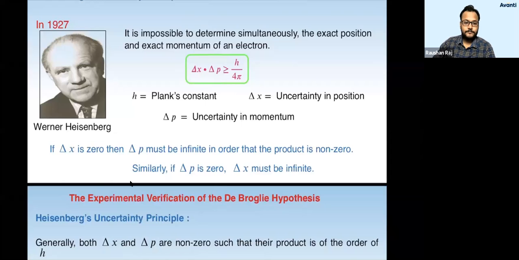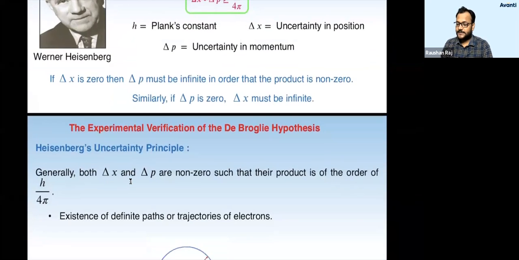ठीक है बच्चा लोग? Are you getting my point? चलिए, तो अभी देखिए बच्चा, if delta x is 0, delta p must be infinite in order that the product is what? Non-zero. Similarly, if delta p is 0, delta x must be infinite.